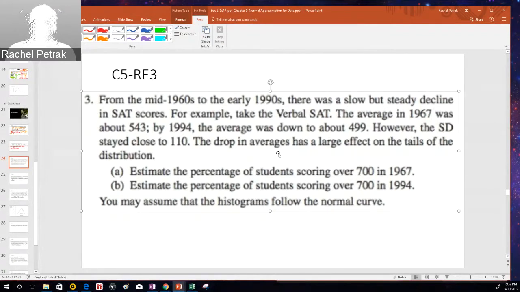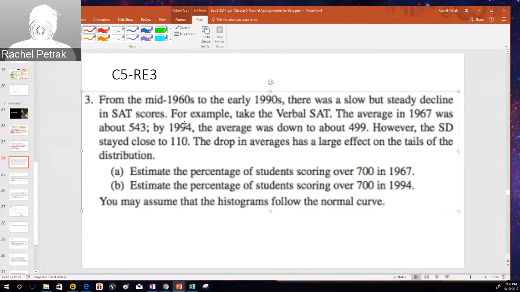From the mid-1960s to the early 1990s, there was a slow but steady decline in SAT scores. For example, take the verbal SAT. The average in 1967 was about 543. By 1994, the average was down to about 499. However, the standard deviation stayed close to 110. The drop in averages has a large effect on the tails of the distribution. Okay, let's estimate the percentage of students scoring over 700 in 1967.